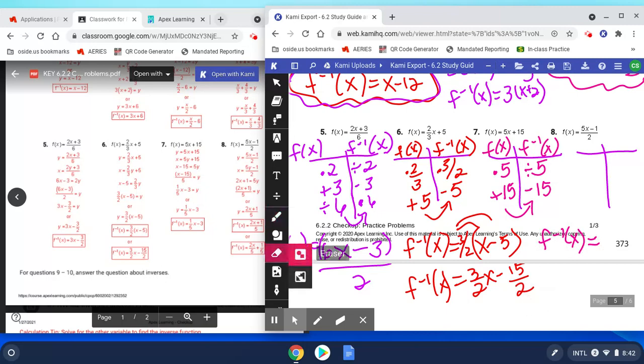hang on, let's try to make this fit. The struggle is real for those of us with big handwriting.